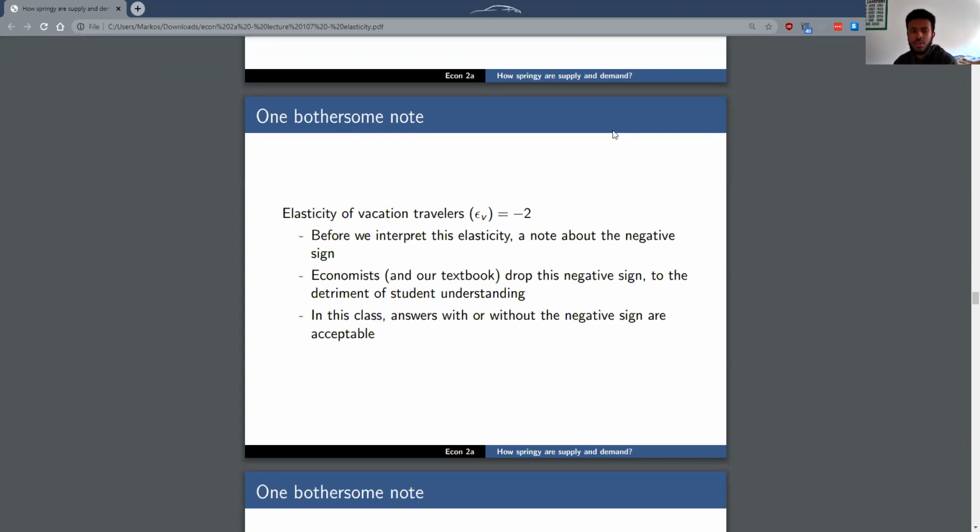So the first one is just about kind of the annoying thing about the price elasticity of demand. Before we even interpret the elasticity, we have to mention the negative sign in front of it. Economists and our textbook both drop this negative sign to the detriment of students' understanding. In this class, answers with or without the negative sign are both acceptable.